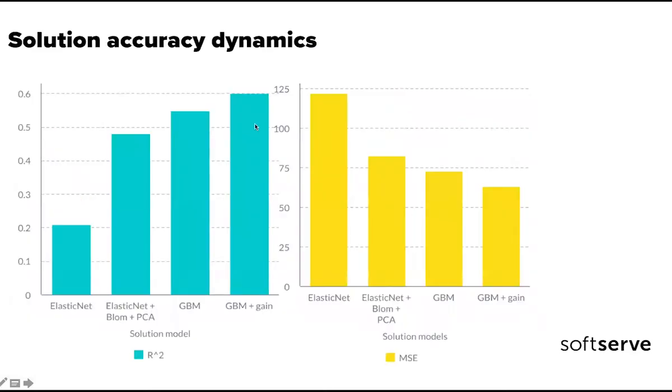We also can look at the accuracy dynamics. So here is our first model, the simple ElasticNet, which would not have any data transformation, and then we can see how much the result is better just using the transformation and PCA. Then when we add the GBM, we can see that again the result is better, and using the GBM and the gain selection criteria, and of course many rounds of GBM underneath, we can get the highest result for now. And the same for the mean squared error, we can see how it falls down.